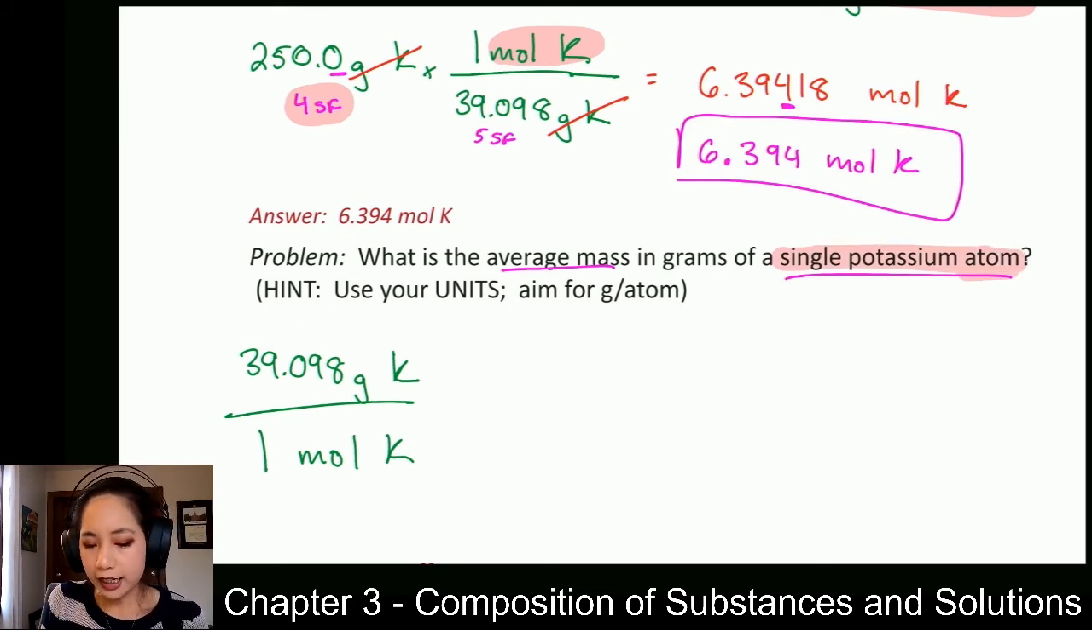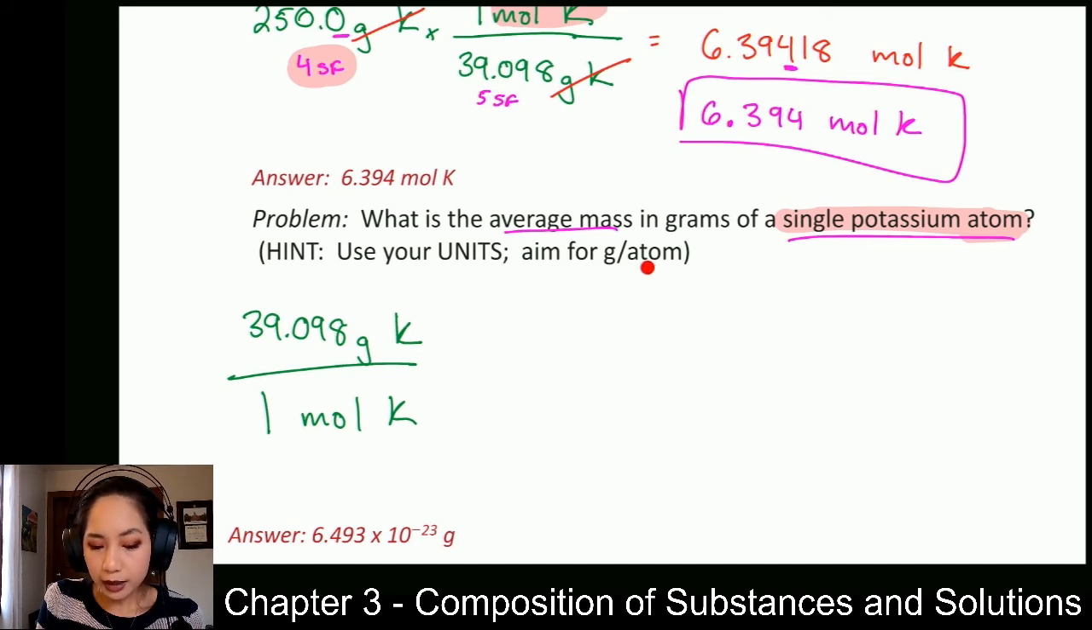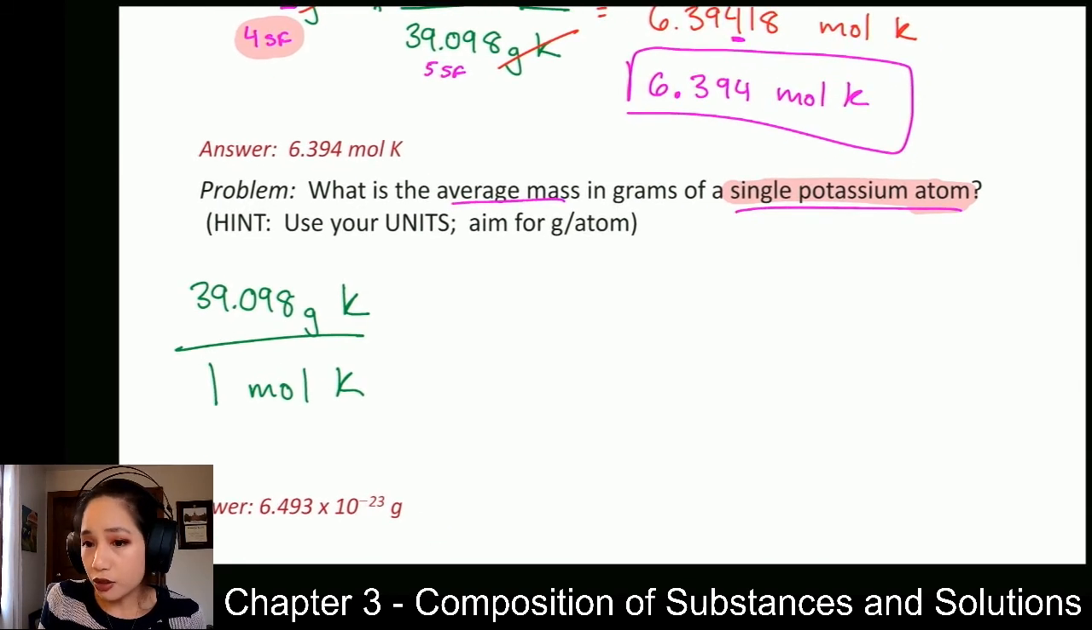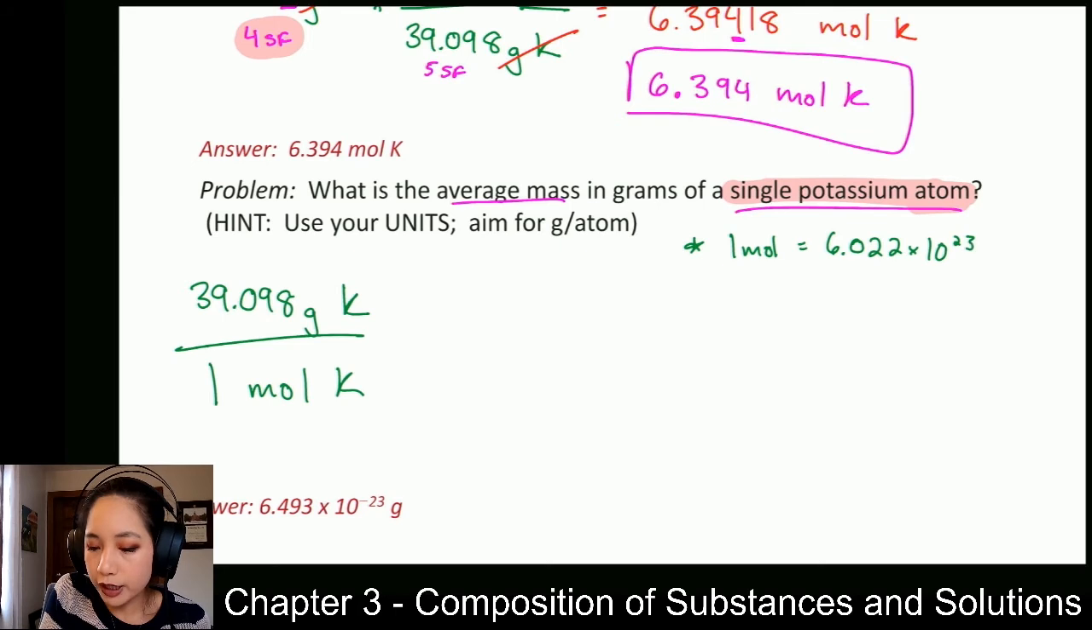But we want the mass of a single potassium atom. So here, the hint is look at the units. Our goal is to get the unit of grams per atom because we want the mass of 1 potassium atom. So if we start with the molar mass on the periodic table, that has a unit of grams per mole. So our goal is to convert mole into atoms. Thankfully, we can use Avogadro's number. We know that 1 mole of anything equals 6.022 times 10 to the 23 particles, or in this case, atoms.